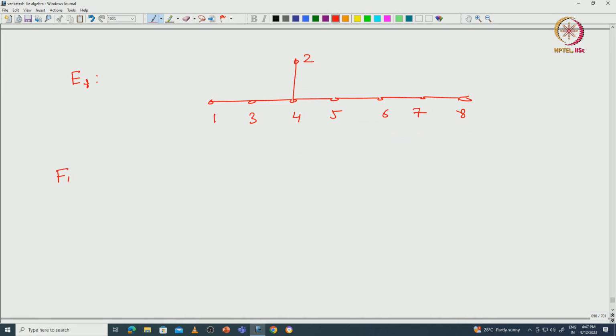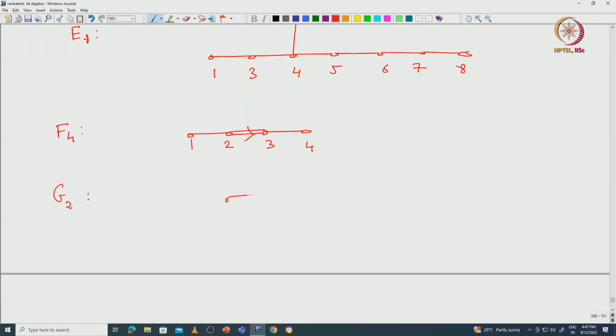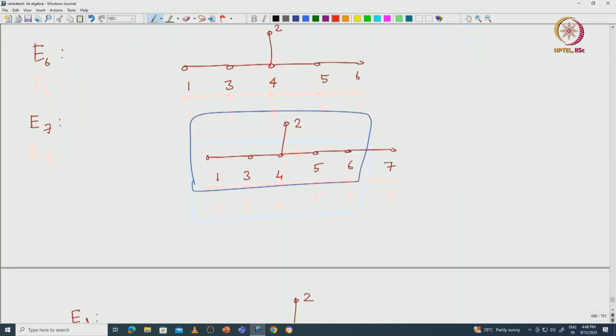Now we have F4, which we have already seen. For F4, we take these 4 vertices and put an arrow here, and then you label them 1 2 3 4. And there is G2, which we have also seen already. G2 is just 2 vertices, so rank 2, with 3 edges between them, and the first vertex is the short root, the second vertex is the long root.